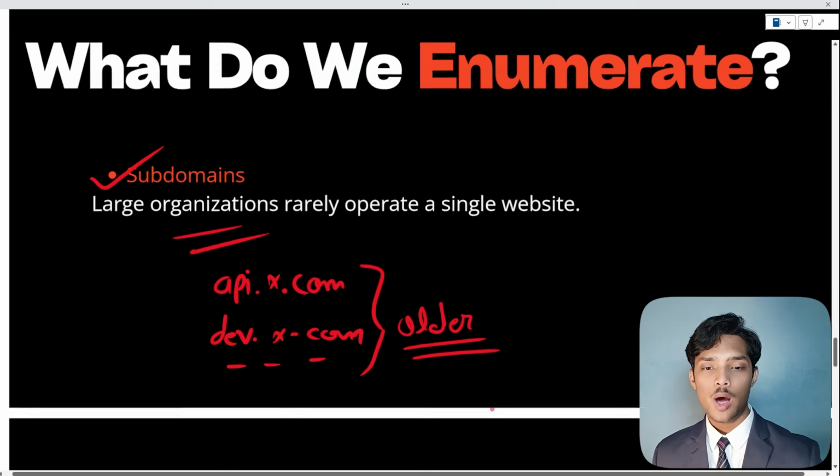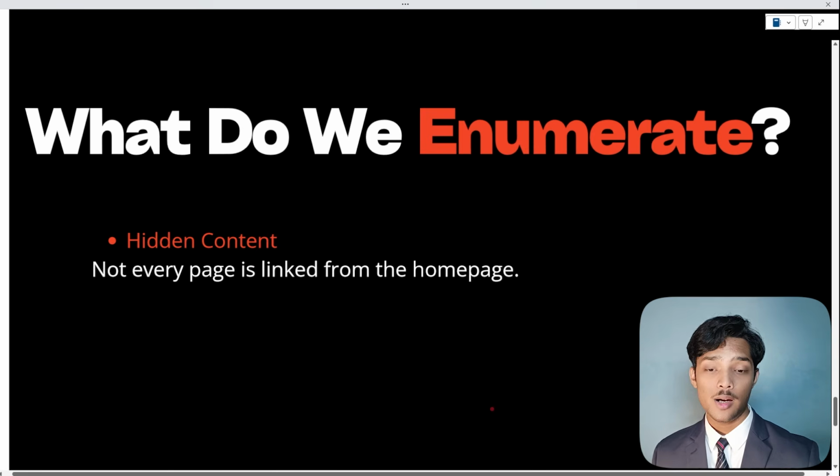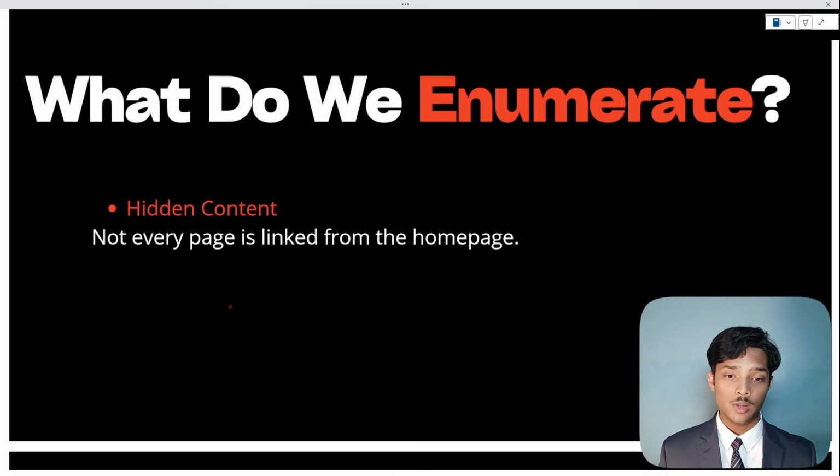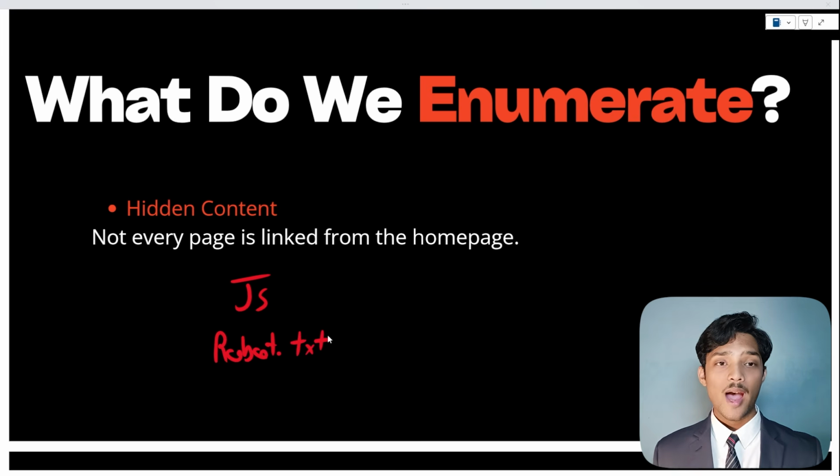Next up, if we go down, we have hidden content. Not every page is linked to the home page. Some can be referenced in a JS file, or you might see something like robots.txt. Enumeration helps us find hidden content on the website, on the application.